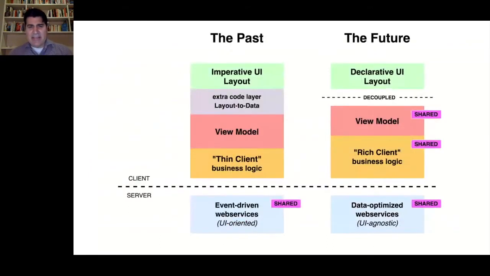Let's give a very simplified representation of what app development has been in the past and what we think it can be in the future. So in the past, we tended not to share any code, and we had an imperative UI layout as the UI layer. Imperative is what we call the classic UI toolkit in Android, which is the view-based system, and in iOS, which is UIKit.